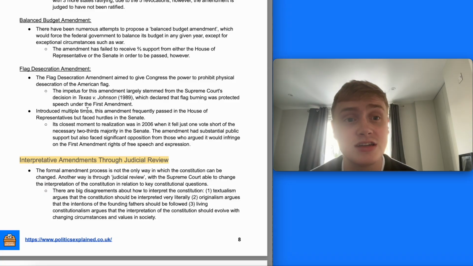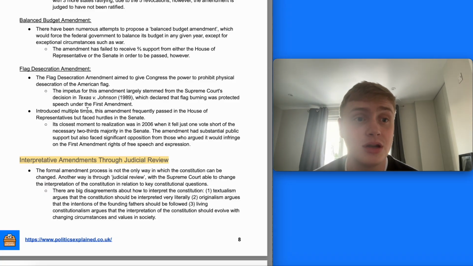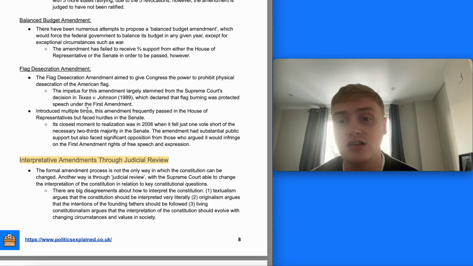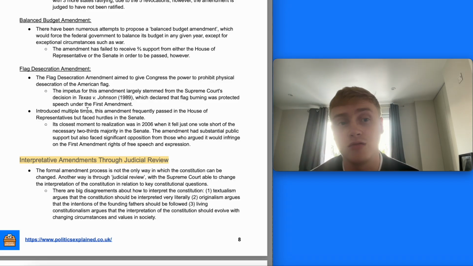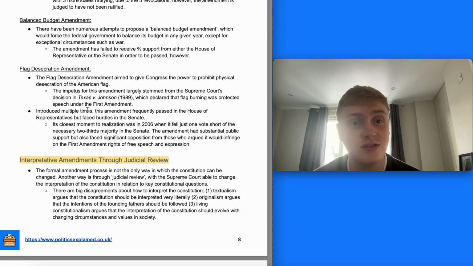There have been numerous attempts to pass a proposed Balanced Budget Amendment, which would force the federal government to balance its budget in any given year, except for in exceptional circumstances such as war. And this has really been supported by Republicans in particular. The amendment has failed to receive two-thirds support from either the House of Representatives or the Senate in order to be passed, however.